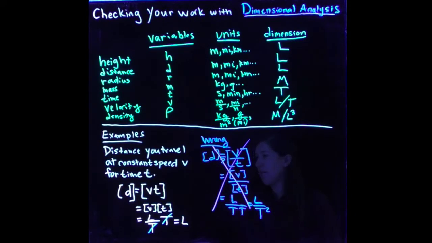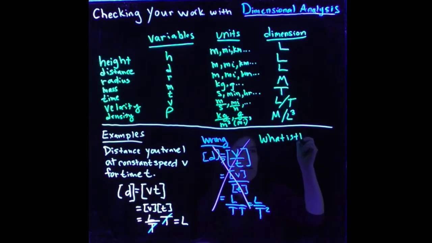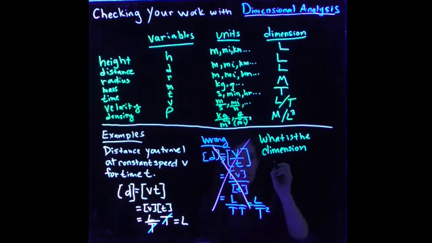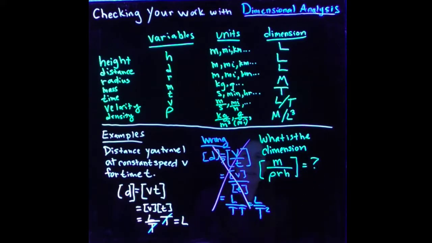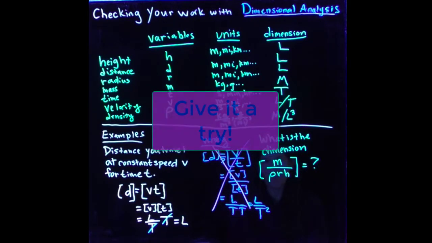So don't do that. So let's do one sort of complicated example. And I'm going to ask you actually maybe to pause your video and try to work out the dimension of this quantity for me to see that we're on the right page. So maybe let's try, what is the dimension of the function? Let's do some mass divided by some density, some radius, and some height. So what is the dimension of this? And now pause the video and try it on your own.